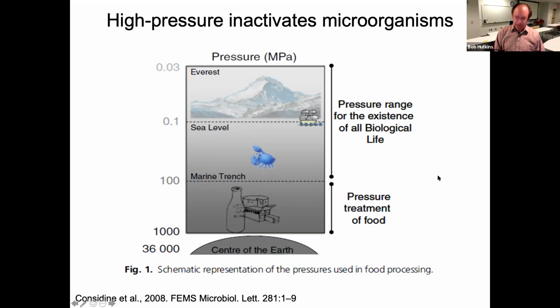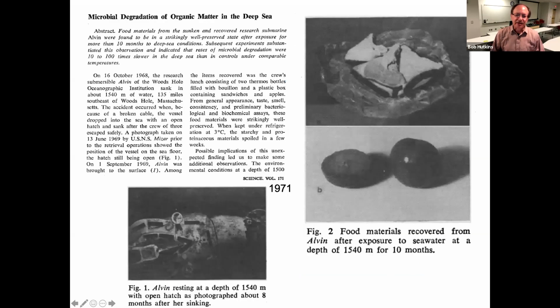Okay, and this is a paper from 1971 in Science magazine. It's kind of cool. What they report in this paper was that in Woods Hole, Massachusetts, there's an oceanographic institute. It's a great place. I've been there before. Some of the researchers go out in these little submarines and explore.